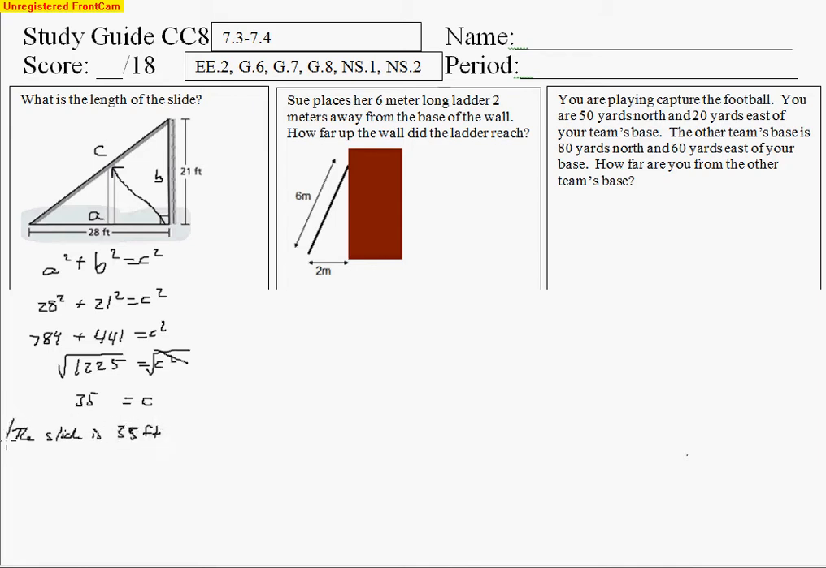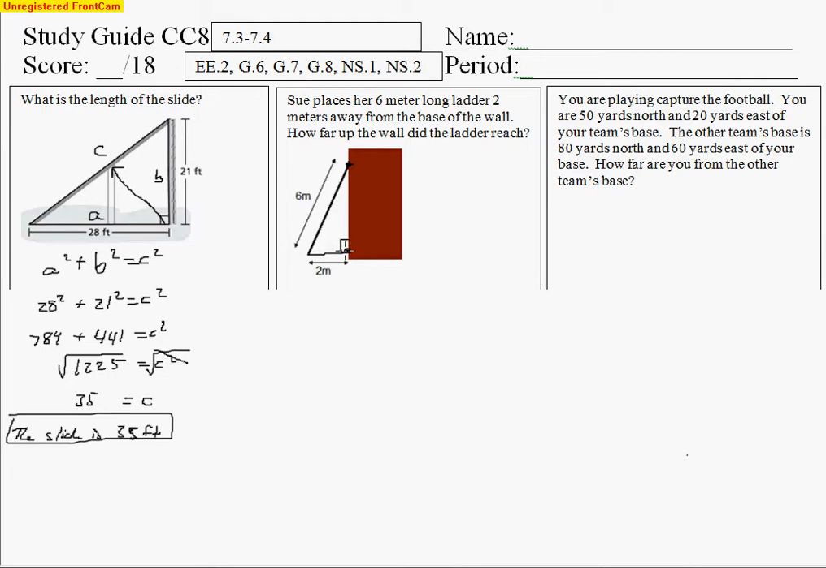So let's take a look at the next problem. It says Sue places her 6-meter ladder 2 meters away from the base of the wall. And so that's what you can see here. And so they're asking how far up the wall did the ladder reach. So they're asking for this distance from this point down to this point. And so again, this distance right here is 2 meters. So what we have is a right triangle.